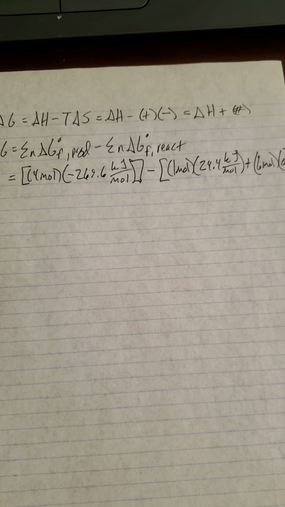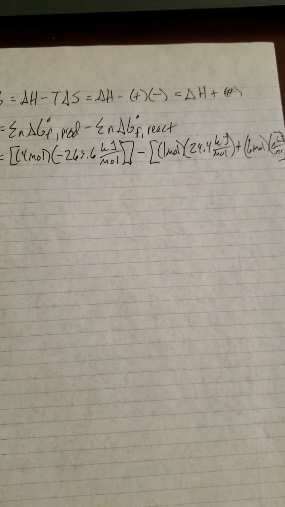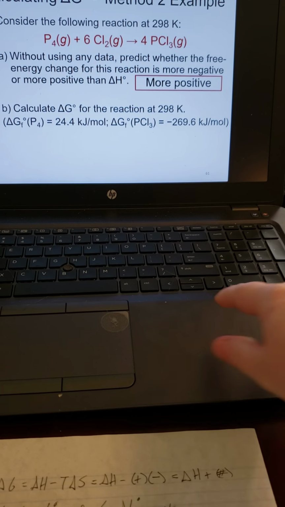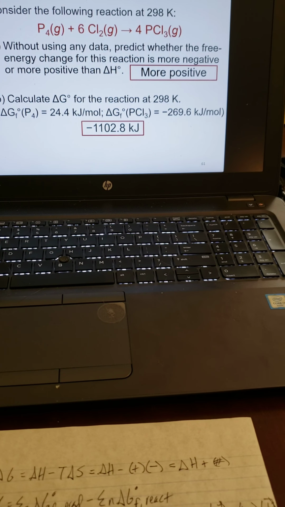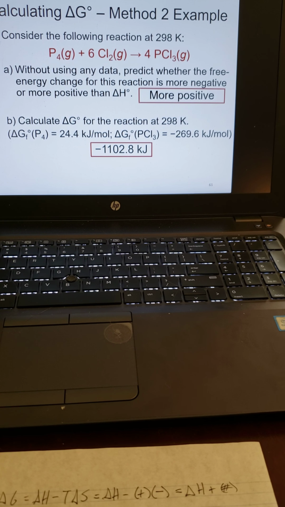So then all we need to do at this point is just put this into our calculator, right? So 4 times negative 269.6 minus 24.4. And we get, pretty simple math here, negative 1102.8 kilojoules. Or if you want to round that off to 3 sig figs, that would be negative 1.10 times 10 to the third kilojoules, right?